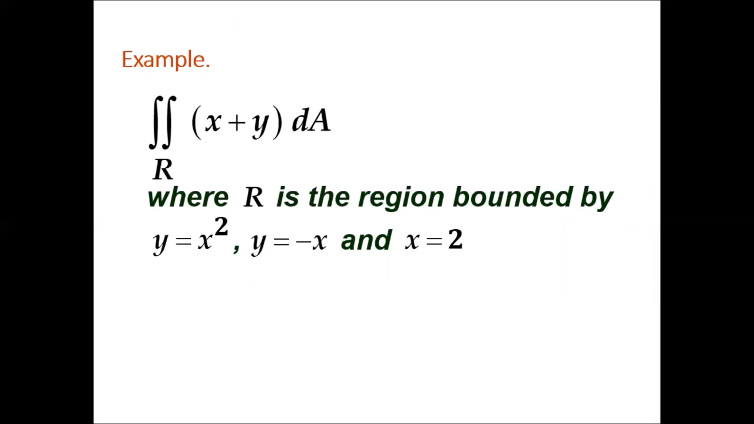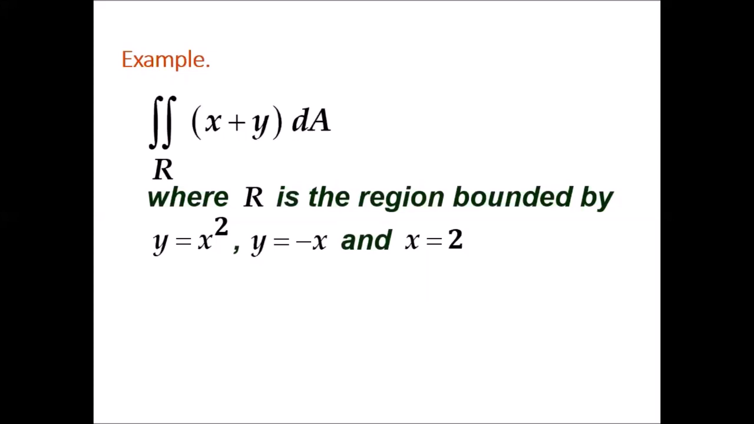In this example, we have a double integral of x plus y dA evaluated on the region R, where R is a region bounded by y equal to x squared, y equal to negative x, and x equal to 2. The first thing that we must do is investigate how the region R looks, so it would help us to determine the bounds of integration.